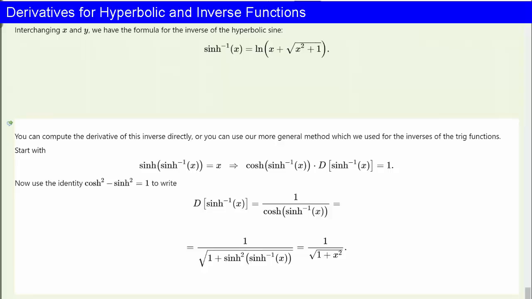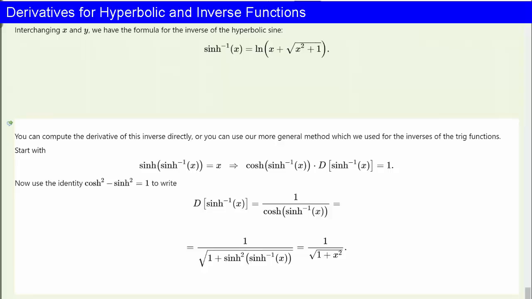Now use the identity cosh squared minus sinh squared equals 1 to write the derivative of the inverse hyperbolic sine of x as 1 over the cosh of the inverse hyperbolic sine of x, and that's 1 over the square root of 1 plus the sinh squared of the inverse sinh of x, and that's just 1 over the radical 1 plus x squared.